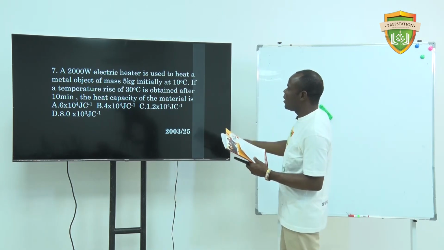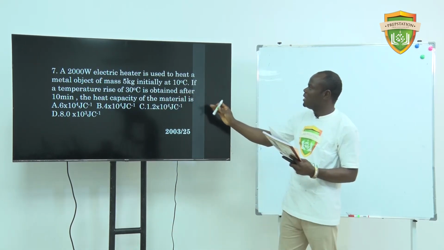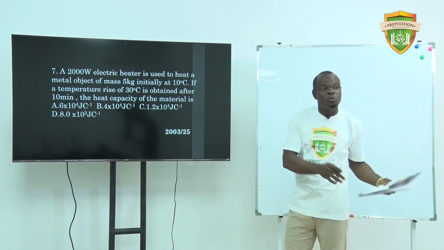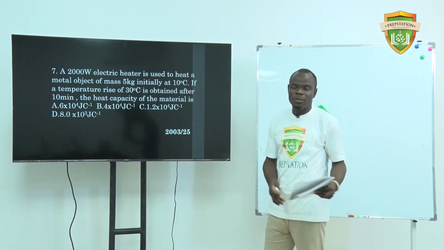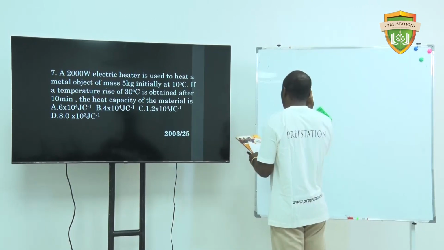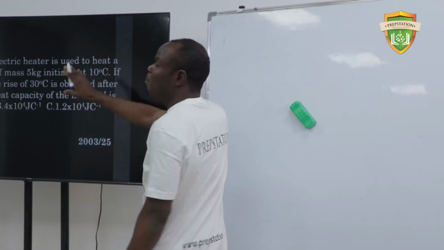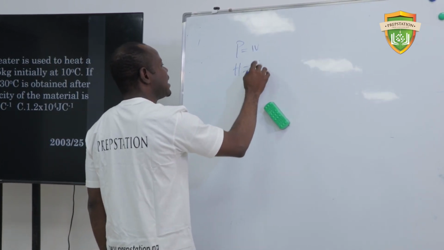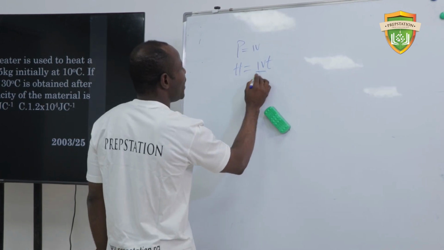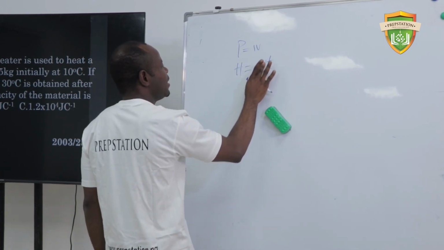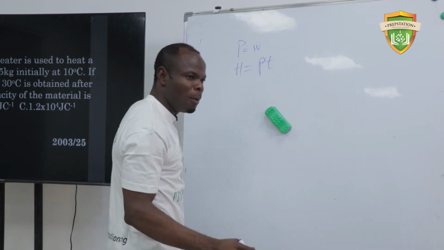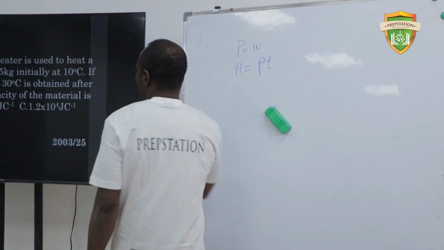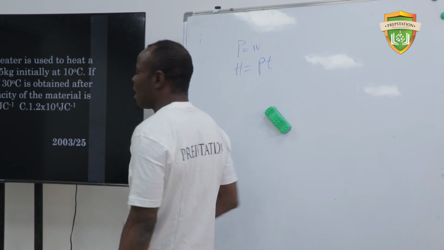The question says an electric heater is used to heat a metal object. That tells you heat must be transmitted, so there is heat gain and there is going to be heat loss. The heat loss will definitely be from the heater, and power from the heater is IV, and we know the heat is IVt. So since power is IV, the energy transmitted from the heater is going to be Pt, P standing for power, t for the time. And then it's received by a metal object.